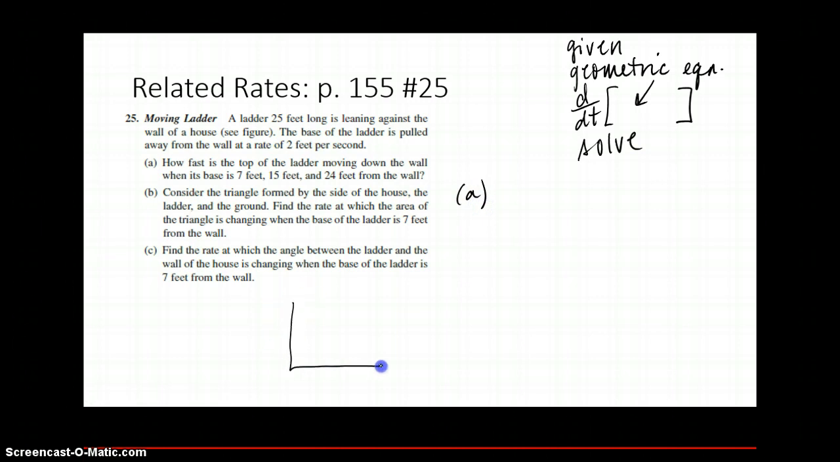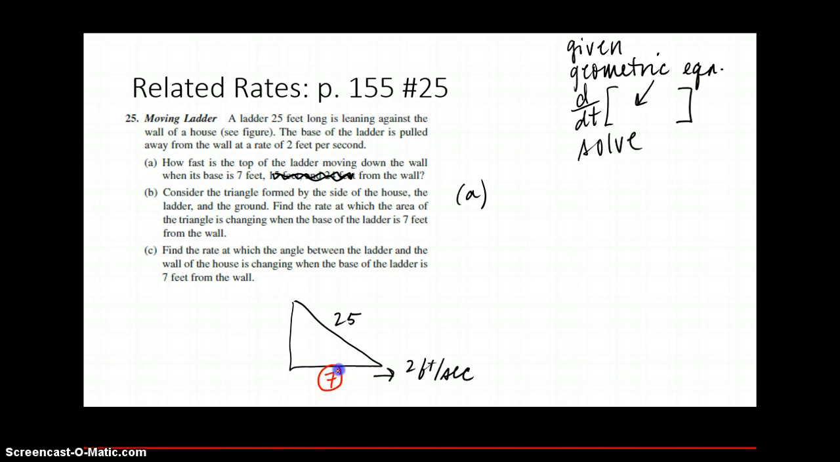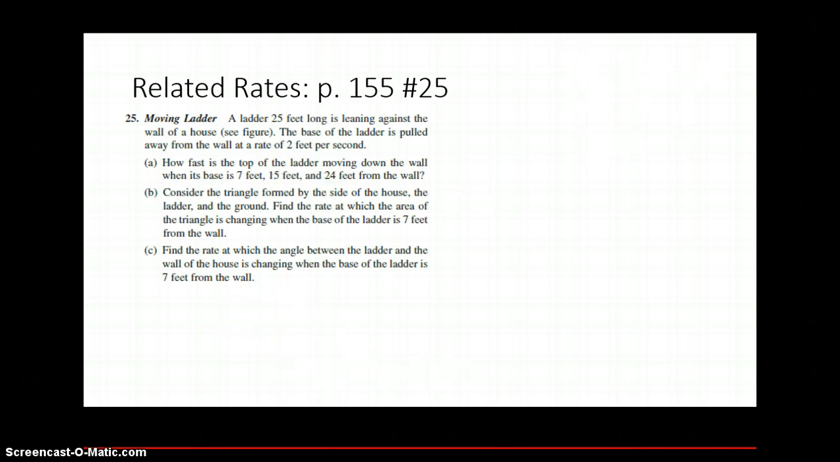A ladder 25 feet long is leaning against the wall of a house. The base of the ladder is pulled away at a rate of 2 feet per second. So that's the given information. How fast is the top of the ladder moving down the wall when its base is 7 feet from the house? So at the moment that the base is 7 feet from the house, we want to know this rate of change. We'll call this the rate of change of the ladder with respect to time.